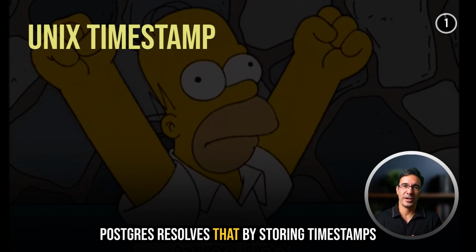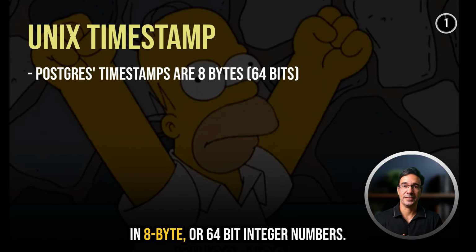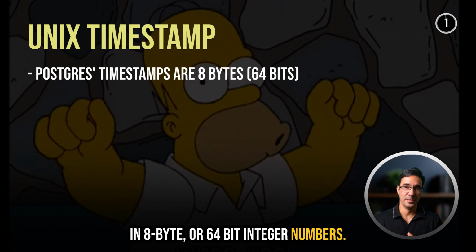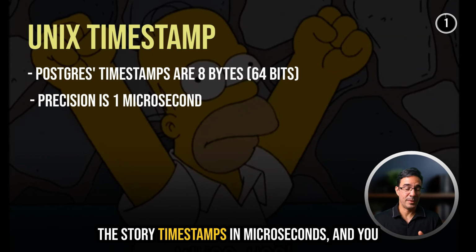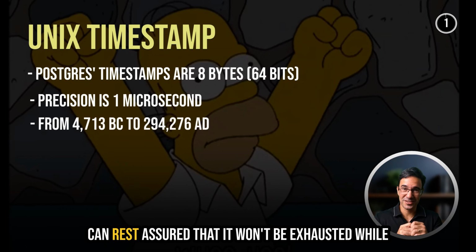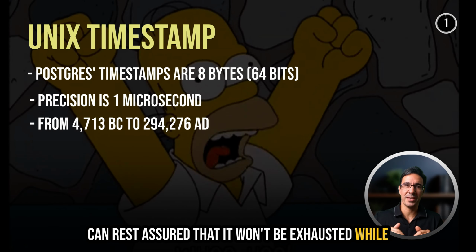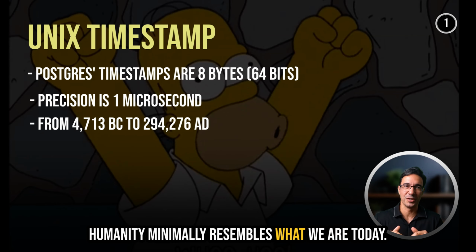Postgres resolves that by storing timestamps in 8-byte or 64-bit integer numbers, which is so big that it allows it to be as precise as storing timestamps in microseconds, and you can rest assured that it won't be exhausted while humanity minimally resembles what we are today.